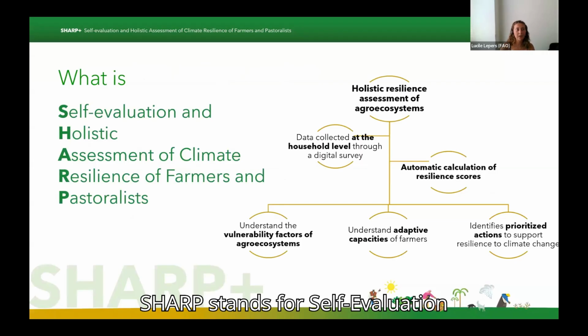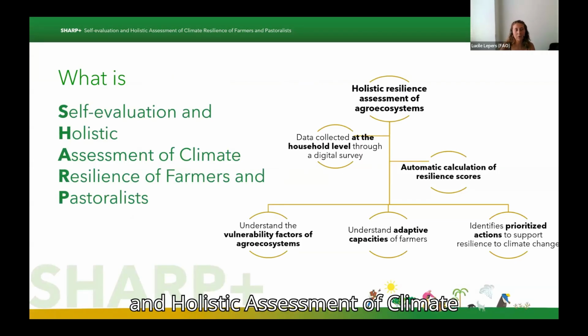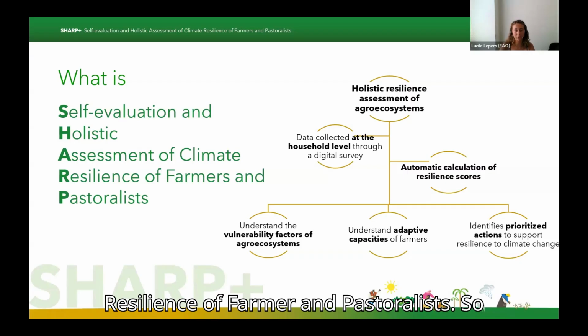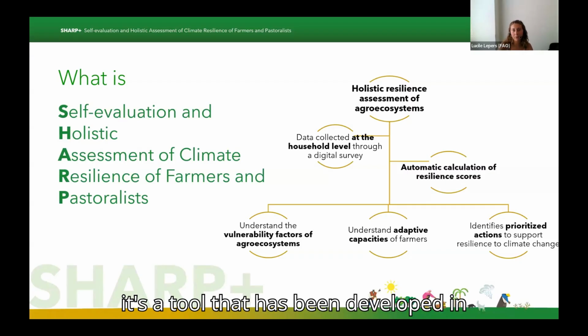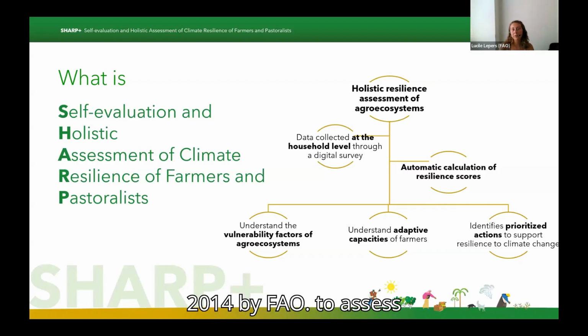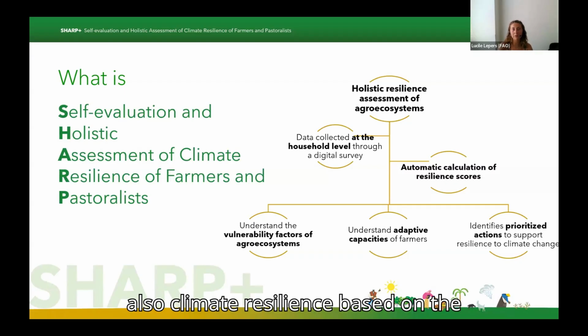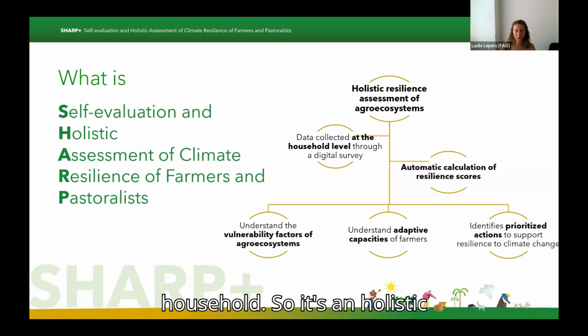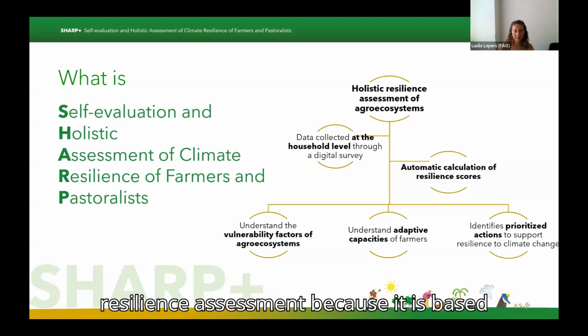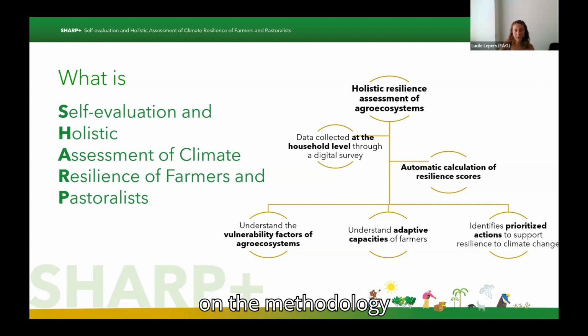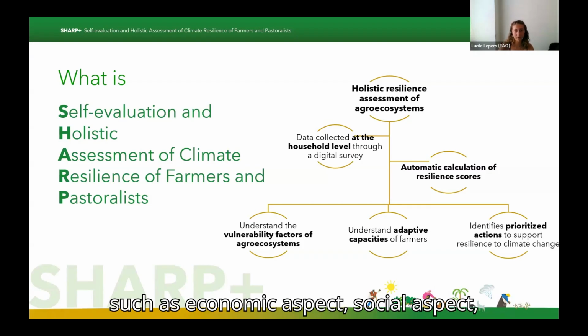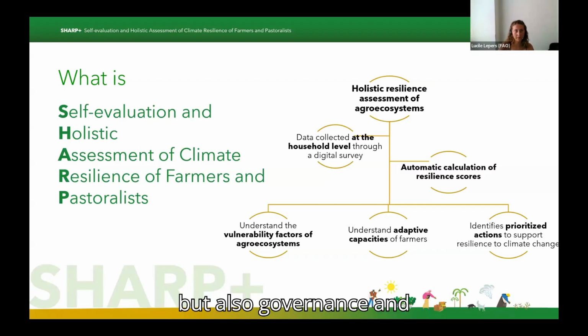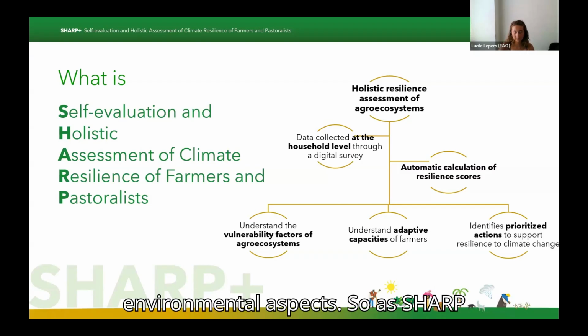SHARP stands for Self-Evaluation and Holistic Assessment of Climate Resilience of Farmers and Pastoralists. It's a tool that has been developed in 2014 by FAO to assess household climate resilience based on the knowledge and priorities of farming households. It's a holistic resilience assessment because it is based on a methodology using 13 indicators of resilience, and it covers economic aspects, social aspects, but also governance and environmental aspects.